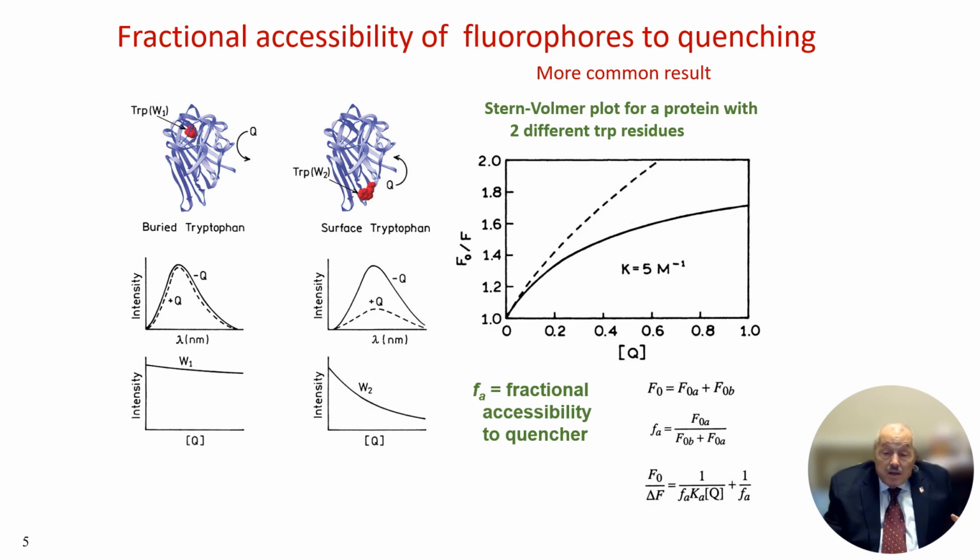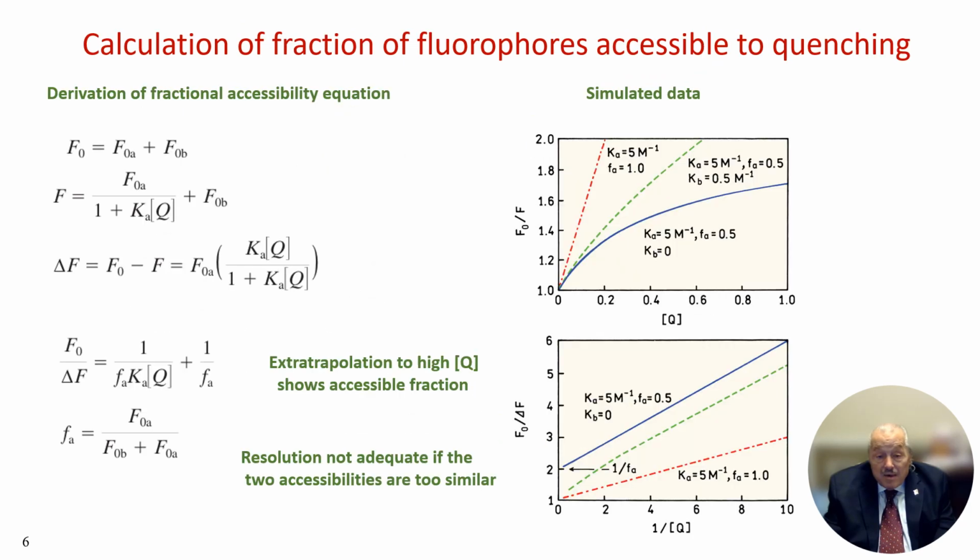There's an equation that can be used to deal with this. Instead of the Stern-Volmer equation, it's an equation that is formulated so that it can reveal the fractional accessibility to quencher. Now, that might not be the same as the amounts of the two different tryptophans, because they could have two different quantum yields. But anyway, we do have a graphical way to turn this more complex looking Stern-Volmer plot into a linear plot.